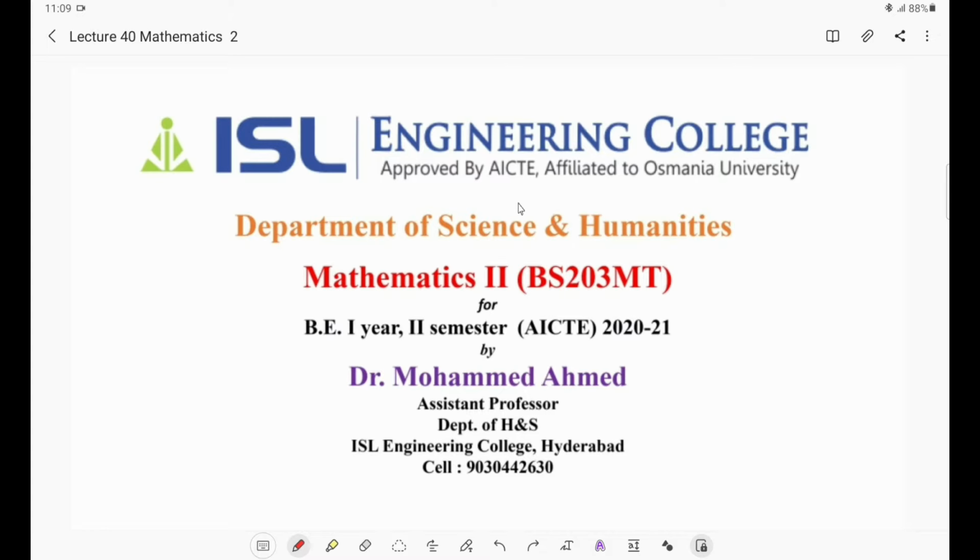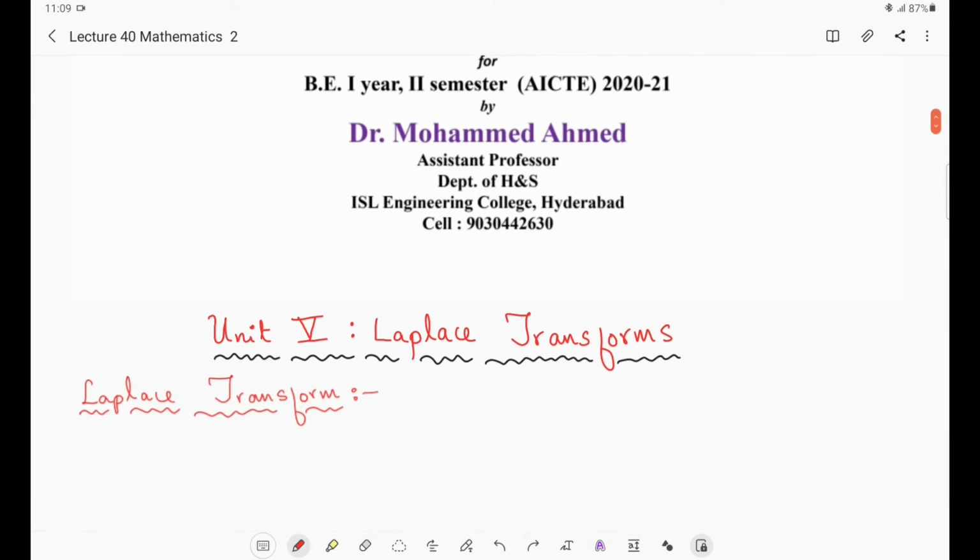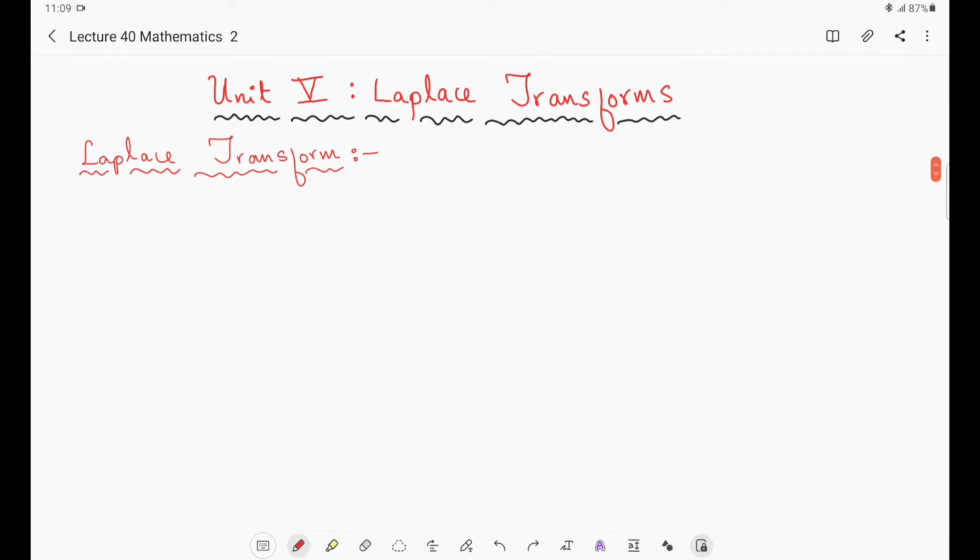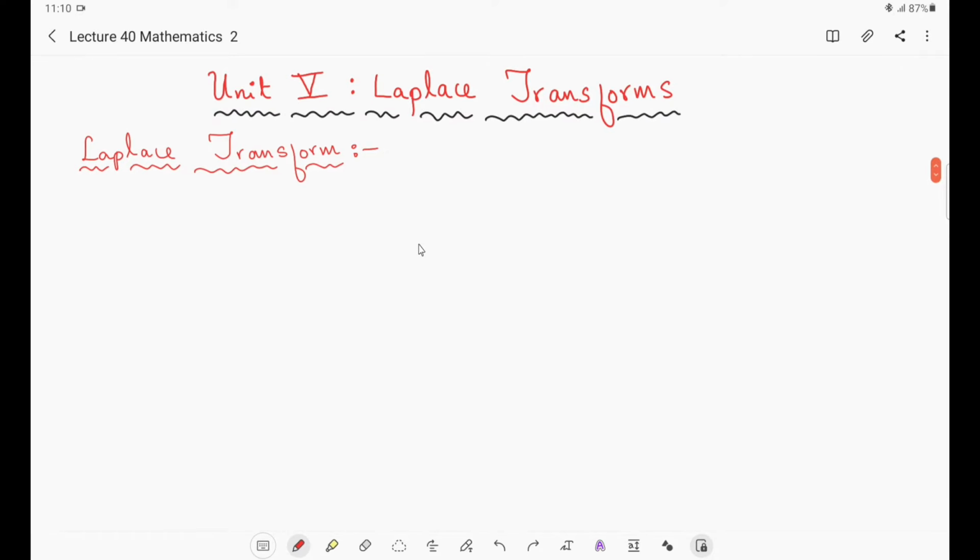Students, up to the previous lecture we have completed Unit 4, which is beta special functions. In those special functions we have seen the beta function, gamma function, and error function. Then at the end of the previous unit we discussed the power series method and Legendre's polynomials, right? And in today's class we are going to start Unit 5, which is Laplace transforms. So let us put the heading: Unit 5, Laplace transforms.